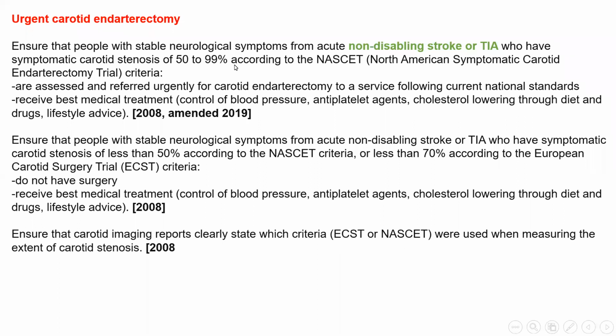So people with stable neurological symptoms from acute non-disabling stroke or TIA who have symptomatic carotid stenosis of 50 to 99% according to the North American Symptomatic Carotid Endarterectomy Trial. This should be mentioned because this is what is mentioned in the guidelines. So in the exam, if the examiner asks you what the indications for urgent carotid endarterectomy are, you should mention that patients with stable neurological symptoms from acute non-disabling stroke or TIA who have symptomatic carotid stenosis of 50 to 99% according to the North American criteria should be referred for carotid endarterectomy.